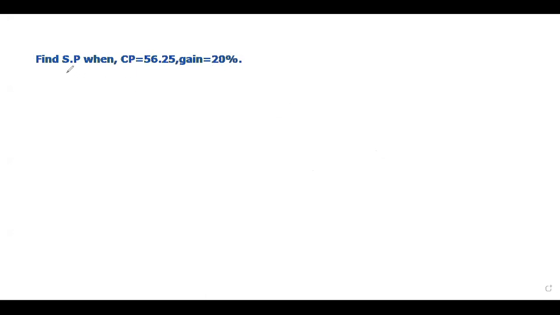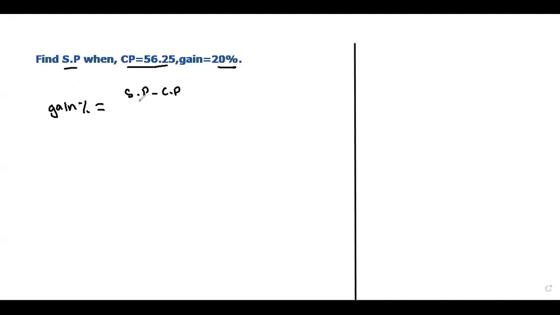Now see this question. The question is asking us to find the selling price when the cost price is given and the gain is given. Now there are two methods that you can solve this with. First method, using the formula: gain percentage is equal to (SP minus CP) divided by CP times 100%.